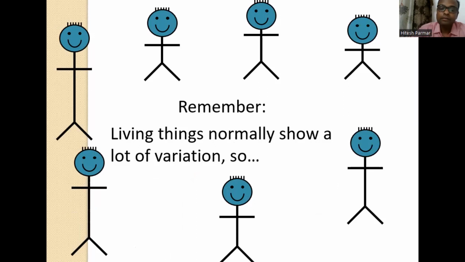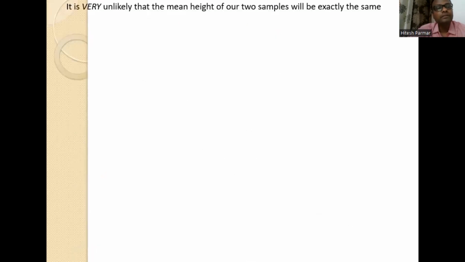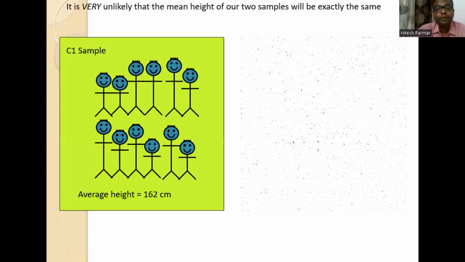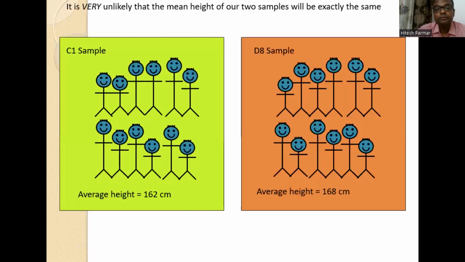But remember, these living things normally show a lot of variation also. You are aware that mean alone cannot represent your entire set of data. You require some supporting element along with the mean. So what should be the other parameter to be compared along with the mean? Yes, you are thinking right. You need to add standard deviation or variance. So it is very unlikely that the mean height of the two samples will be exactly the same. Right? It is very unlikely.